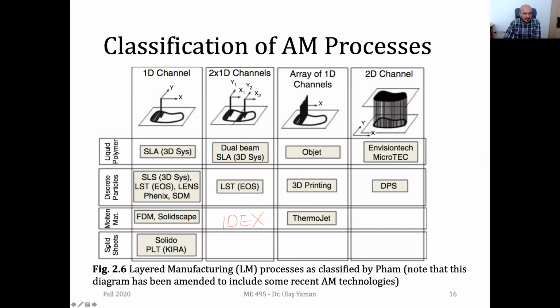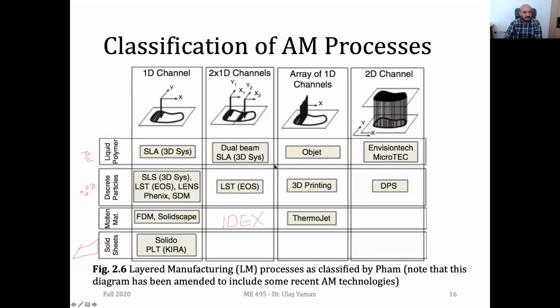In the last row, we have a different form of materials. This time we have solid sheets. So we can have sheets of paper, sheets of metal. In the discrete particles we have powders, and in the liquid we obviously have liquid polymer. We don't have 2D channel or 2 times 1D channel versions of the solid sheets. It's not possible. We can only process the solid sheets using a single channel.